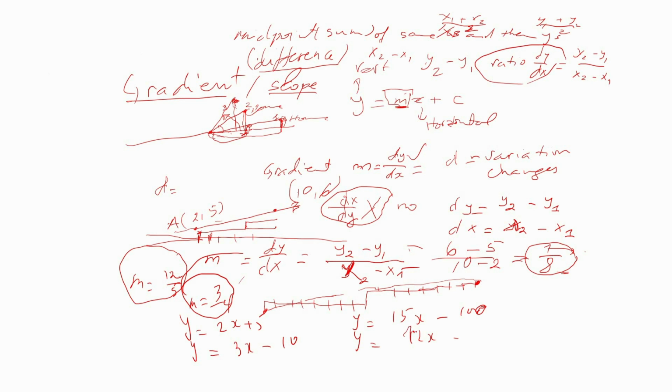Similarities, it is x and x. We are adding x's and we add y's. For midpoint, we add, and for the gradient we subtract the x's and we subtract the y's. Differences, we divide by 2 to get the midpoint. Here we make the ratio. We take the difference of y's over the difference of x's.